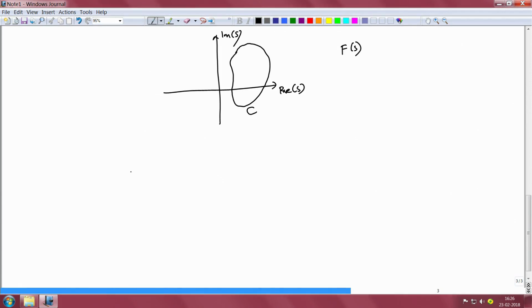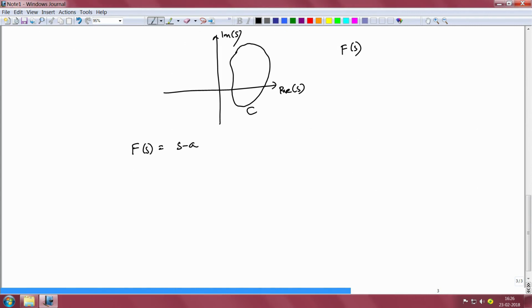So, in order to illustrate how Nyquist stability theory works, let us take a numerical example. Let us start with a very simple function f of s is equal to s minus a.